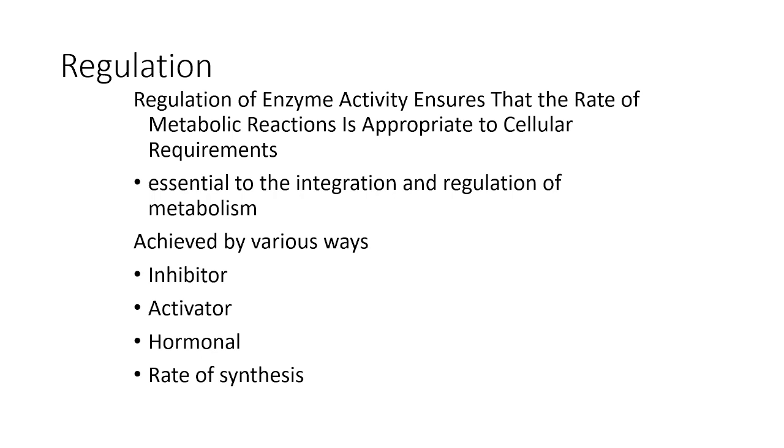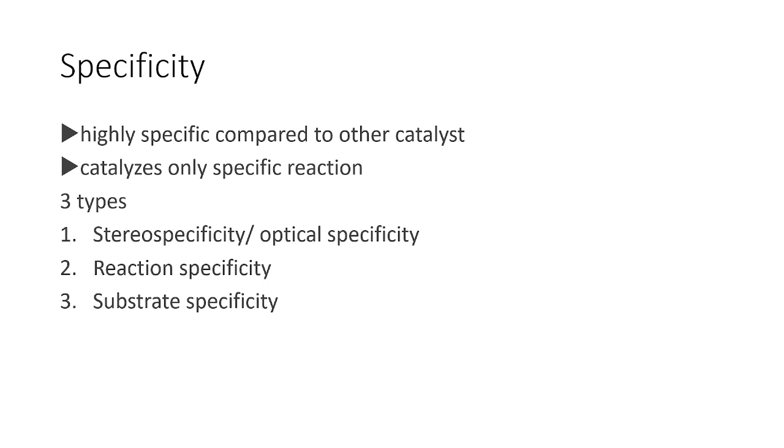The structure can be understood from in vitro experiments, how they are binding, and about the specificity and selectivity. That is all about the in vitro experiments, which are outside the body. But how it is going to function inside the body is much more critical. So specificity is highly specific compared to other catalysts. It catalyzes only the specific reactions, and there are three types of specificity.